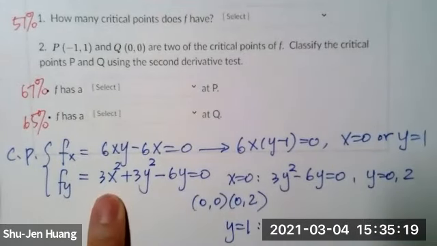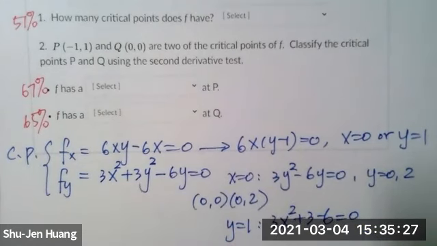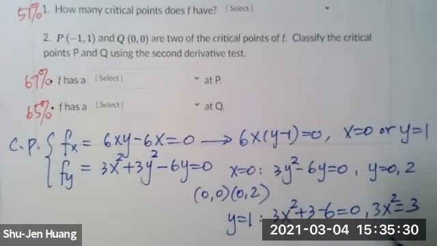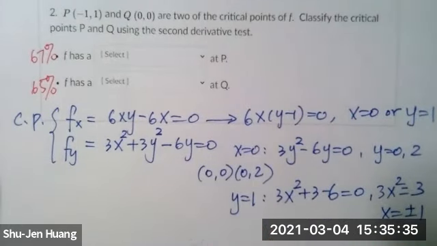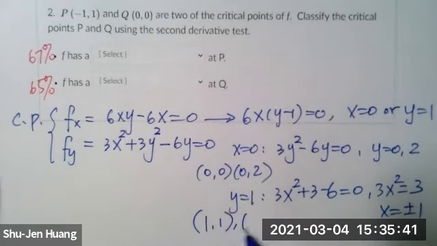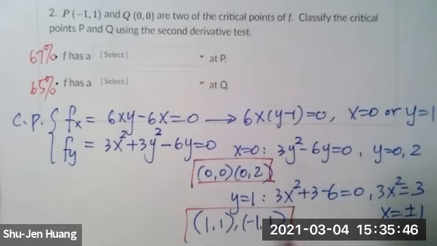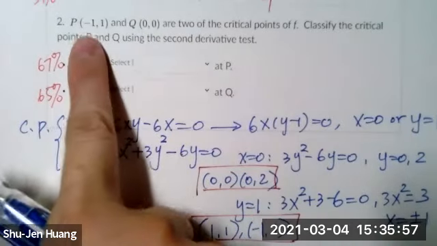When y equals 1, we have 3x squared plus 3 minus 6 equal to 0. So that means 3x squared equals 3, so x equals plus or minus 1. So in this case, we got another two critical points. Y is 1 and x equals plus or minus 1. So (1, 1) and (-1, 1). So there are a total of 4 critical points. Is that good? So there are 4 of them, those 4. Okay. Once we find the critical points, as you can see, given 2 points P and Q.